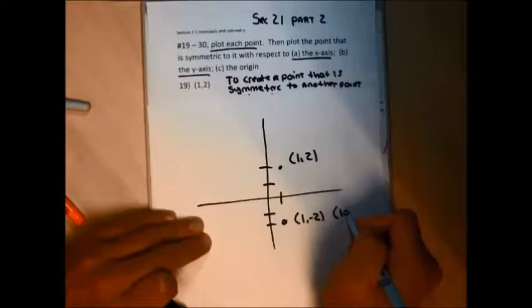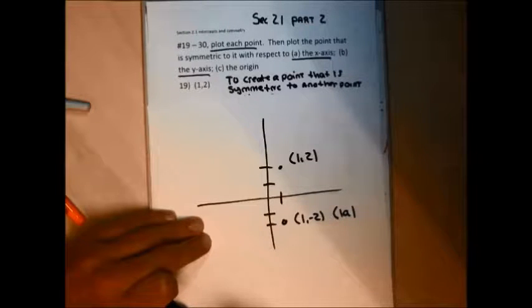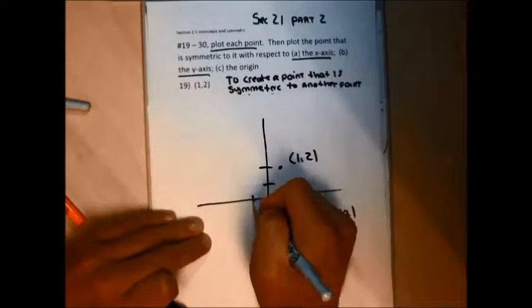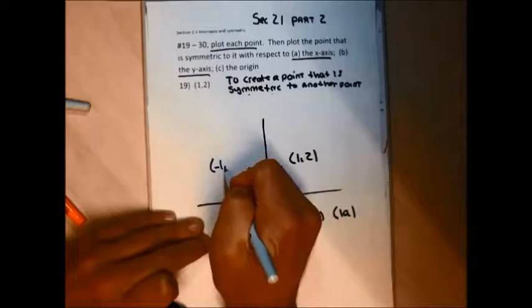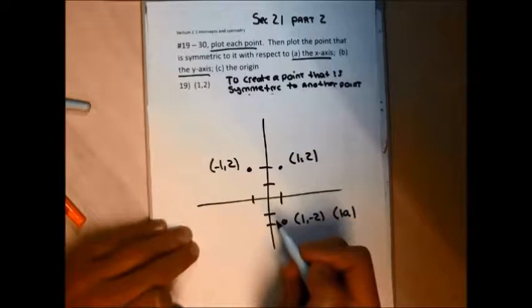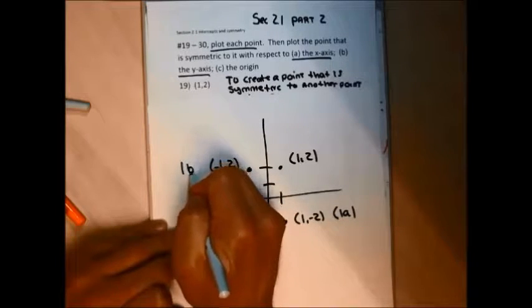I'll mark it as 1A. That's symmetric to the x-axis. For 1B, you're going to change the sign of the x, and you're going to get the point -1, 2, and that's the point that's symmetric to the y-axis. So I'll write 1B next to it.